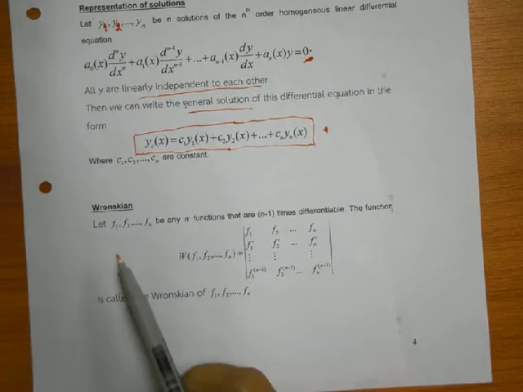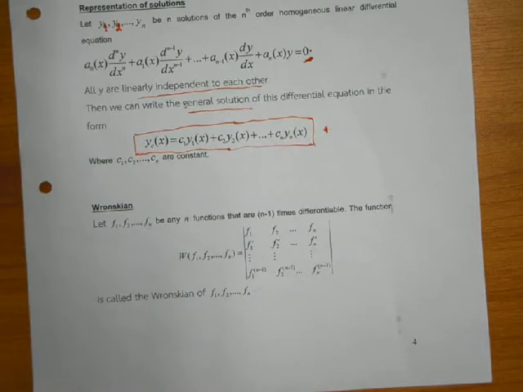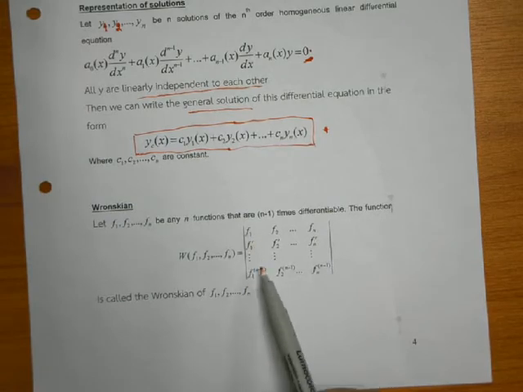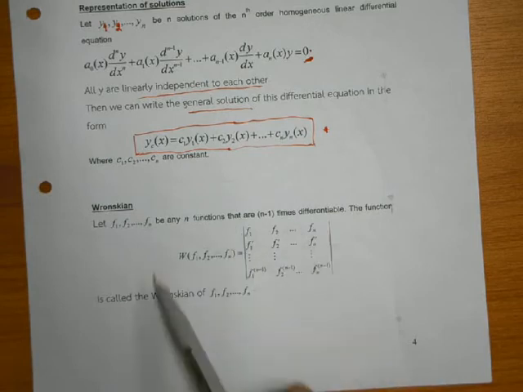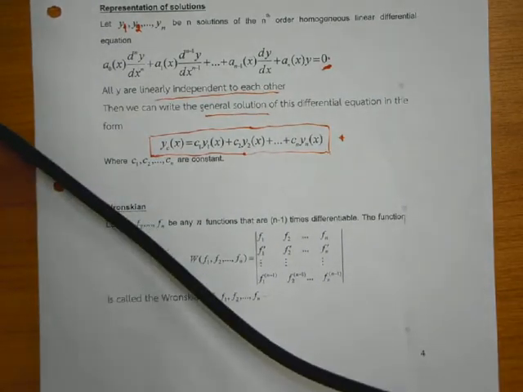For example, if you have n functions, f1, f2, until fn, the Wronskian is defined as the determinant of the n functions and the derivative of each function, until the derivative of order n minus 1 of each function. This definition gives the Wronskian of functions f1 to fn.